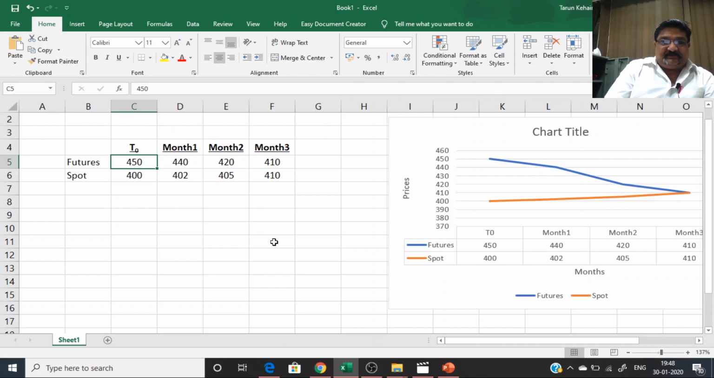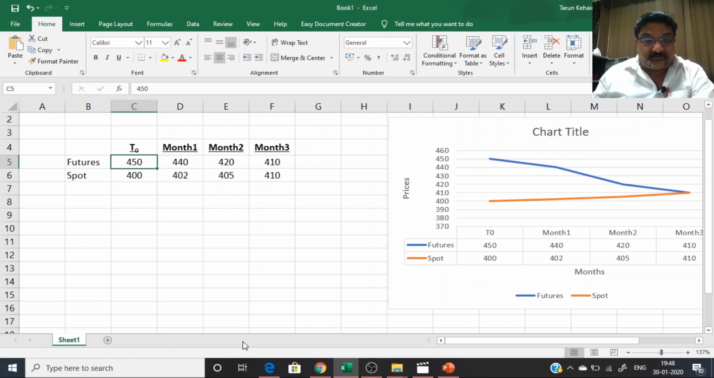Moving further, let's say today the spot price of the underlying asset is 400 and the futures contracts are trading at 450. Now, assuming that the futures contracts are overpriced and let's say the trader is expecting the futures contracts to decline in future, he will take an initial position of selling.